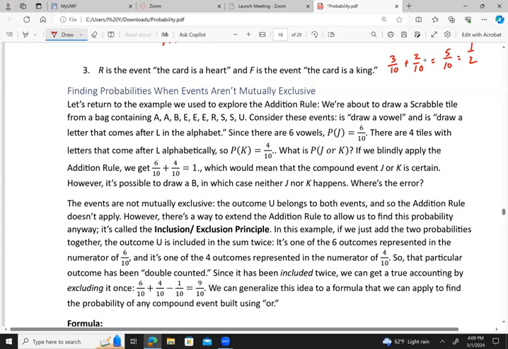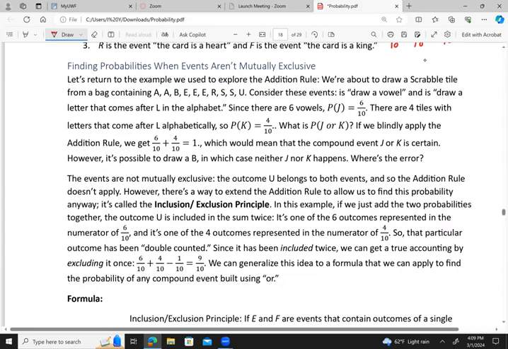So what is the probability of J or K? If we just blindly apply the addition rule, we get 6/10 plus 4/10 equals 1, which would mean that the compound event J or K is certain. However, it's possible to draw a B, in which case neither J nor K happens. Where's the error? The events are not mutually exclusive. The outcome U belongs to both events, and so the addition rule doesn't apply. However, there's a way to extend the addition rule to allow us to use this probability anyways. It's called the inclusion-exclusion principle.